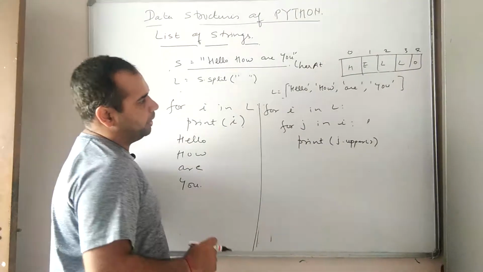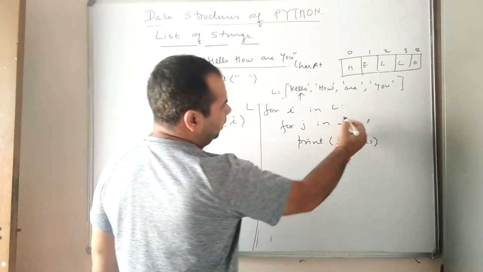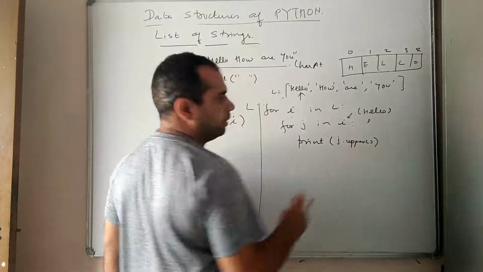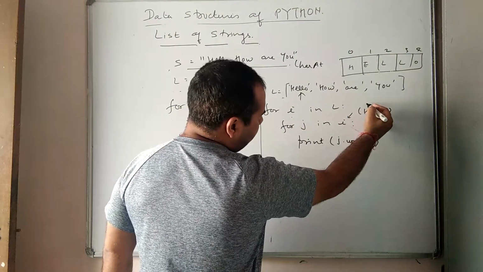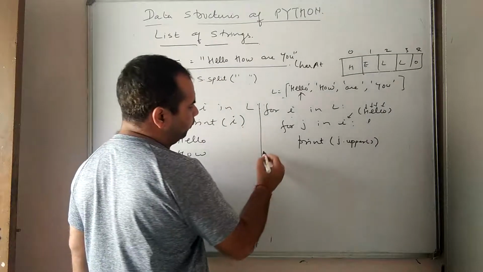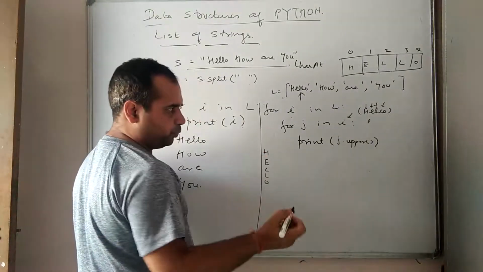Now what will then happen? This I will pick this hello, right? So hello will come here in the first execution. Now each and every character will be accessed one by one. So what will be the output? Each and every H, E, L, L, O will come in the first execution of this whole loop.